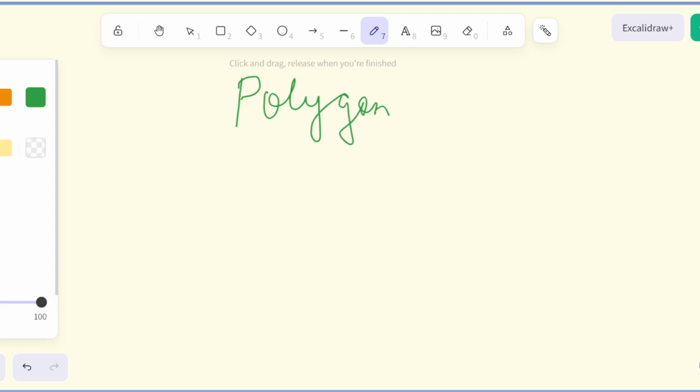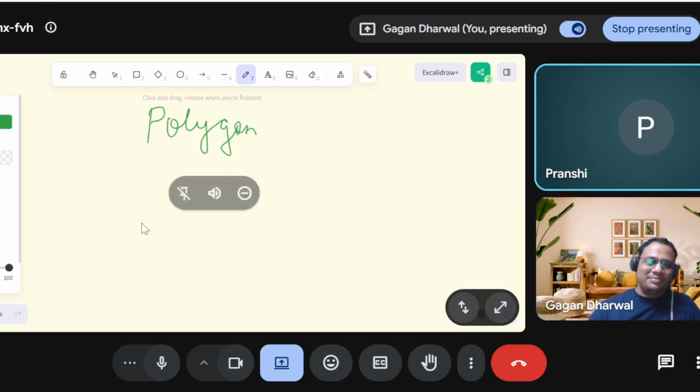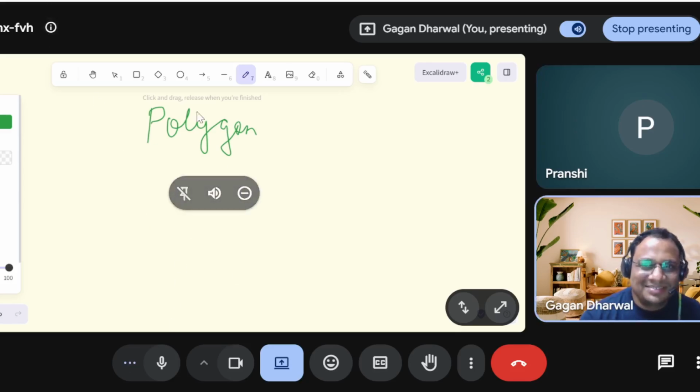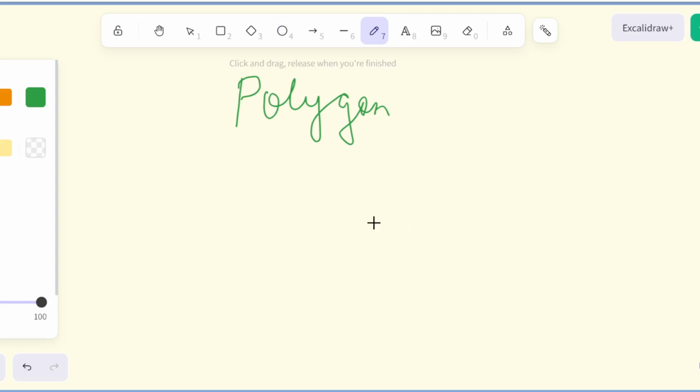Does it have 6 sides? It is a shape. What else? Two things. One is it's made up of straight lines.